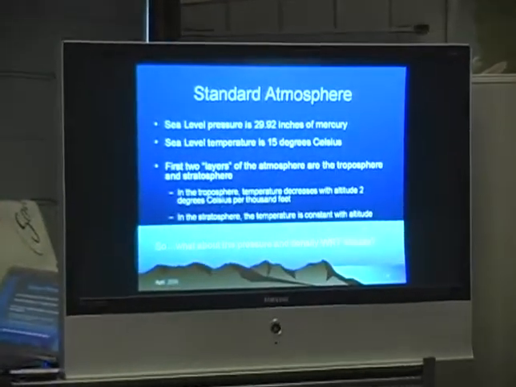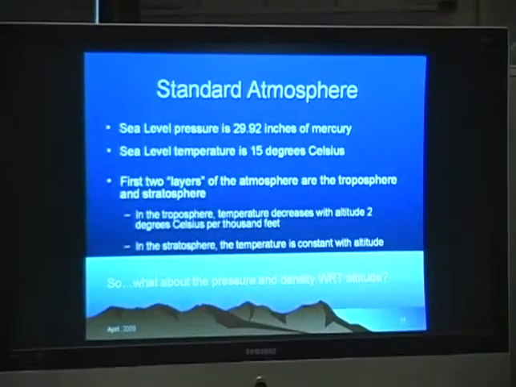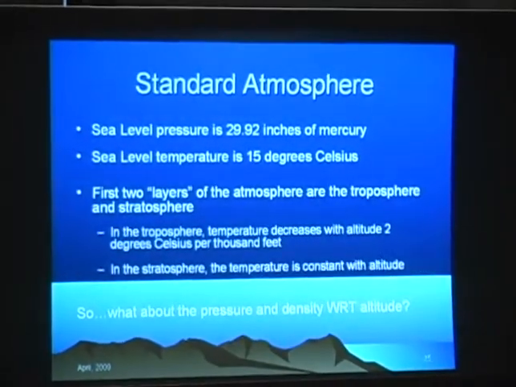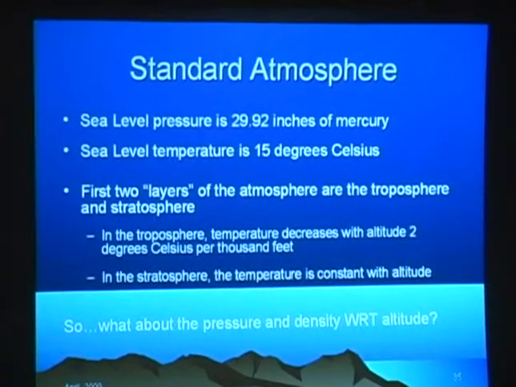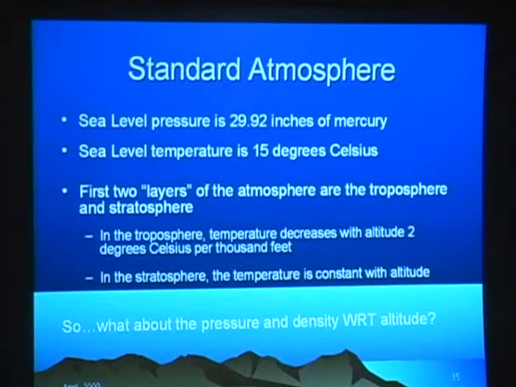So, let's talk a little bit about a standard atmosphere. The standard atmosphere, of course, we know is 29.92 inches of mercury at sea level, 15 degrees Celsius. And the first two layers of the atmosphere are what we call the troposphere and the stratosphere. In the troposphere, we have a temperature lapse rate. In the standard atmosphere, it's 2 degrees per 1,000 feet. In the stratosphere, the temperature is constant. That's what characterizes these two chunks of the atmosphere.